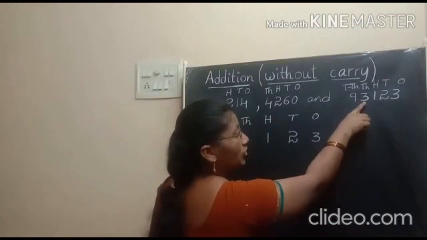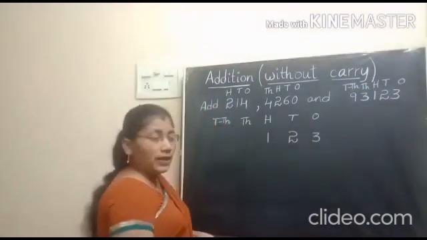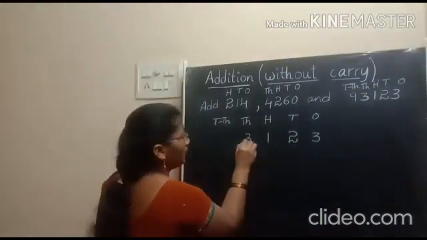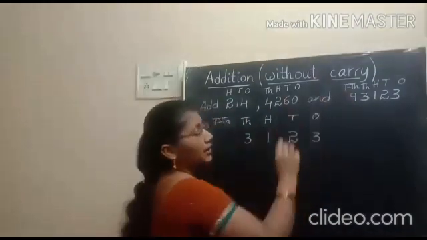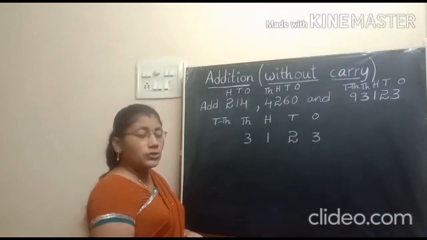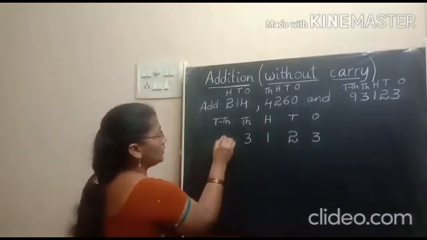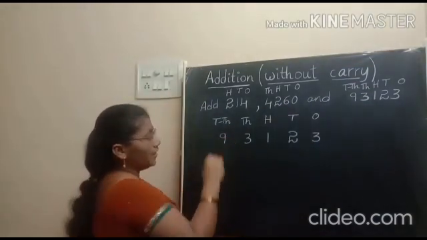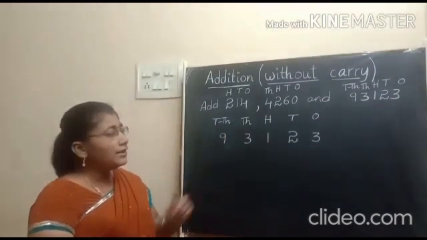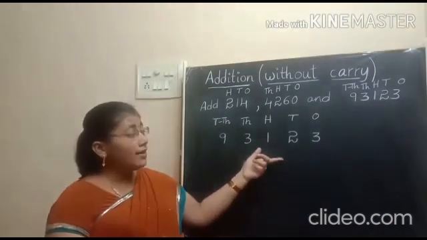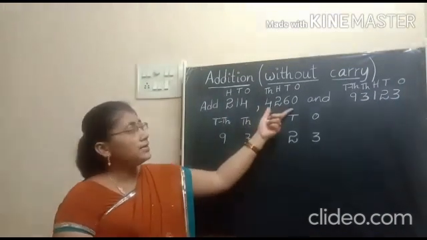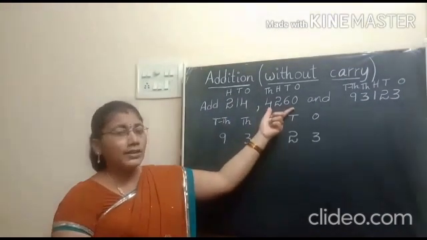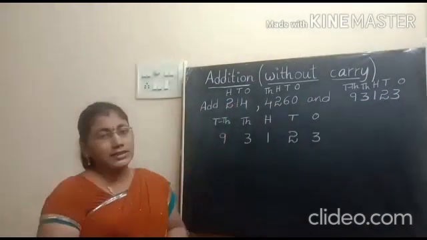Next, again 3 is in the thousands place. So we should write 3 in the thousands column. Finally, 9 is in the 10,000s place. So we should write 9 in the 10,000s column. Understood? After writing these digits, we should arrange a 4-digit number, because this is the greater one compared to the 3-digit number.